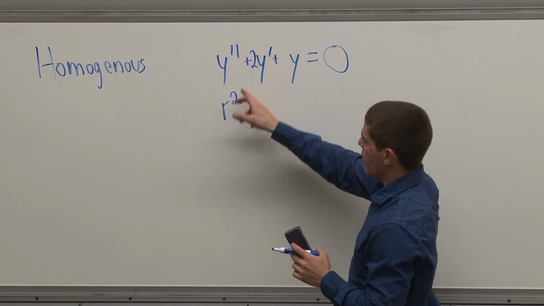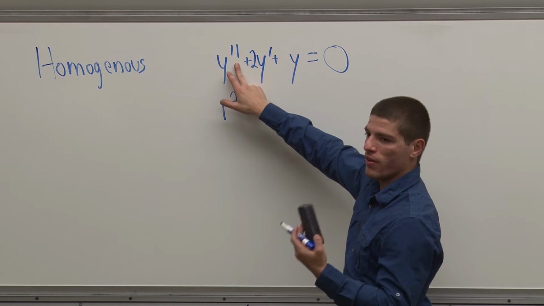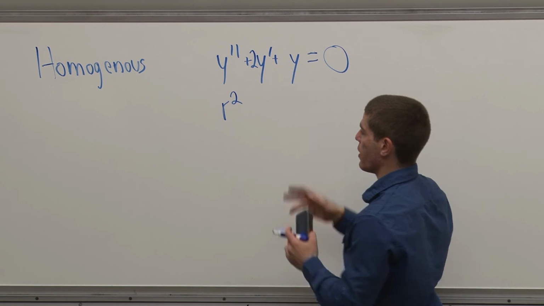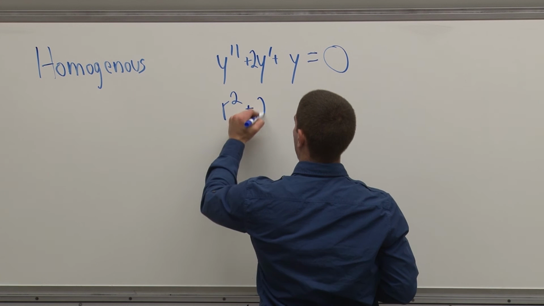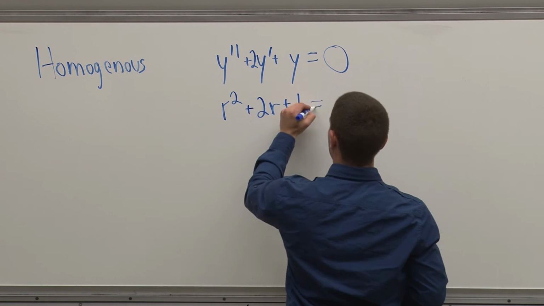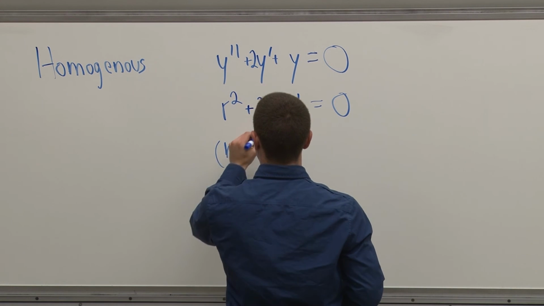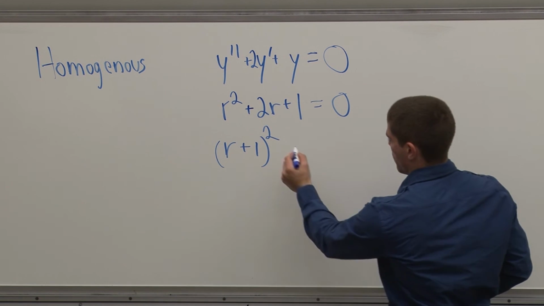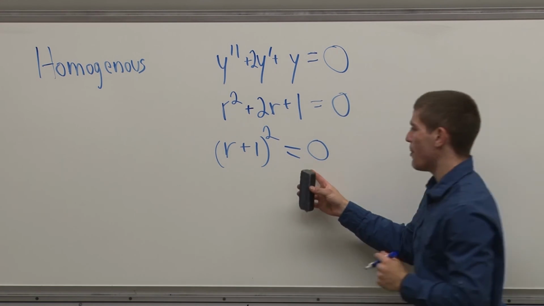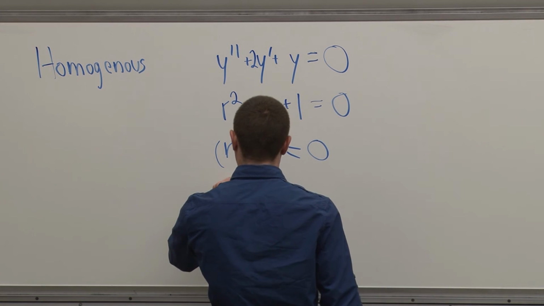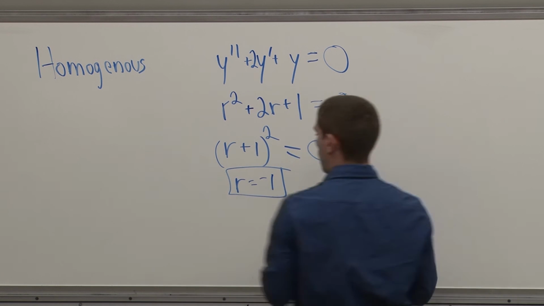Our derivative degree, whether it be second derivative, first, or 0, is going to be our r degree. And then you have r squared plus 2r plus 1 equals 0. So this is going to be r plus 1 squared, like that. This is an example of one real root, so you're going to have r equals negative 1.